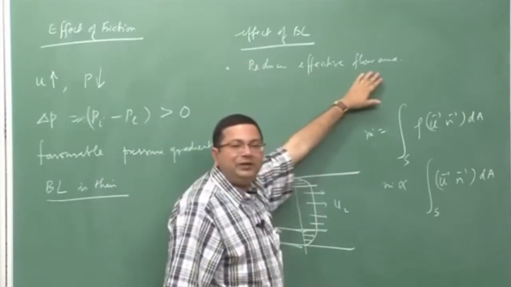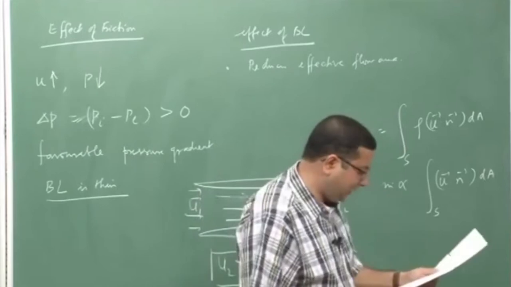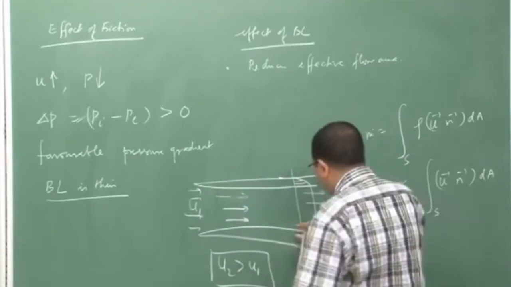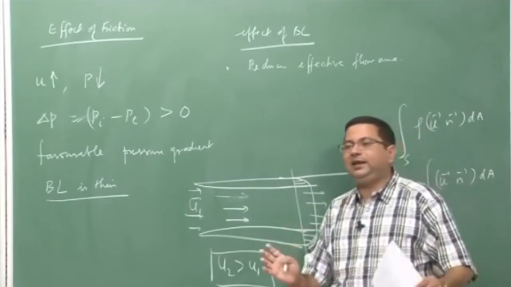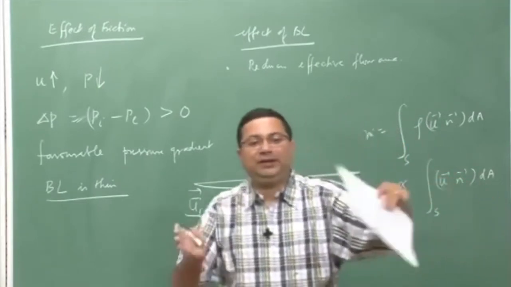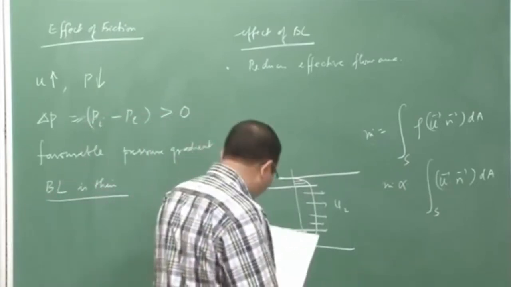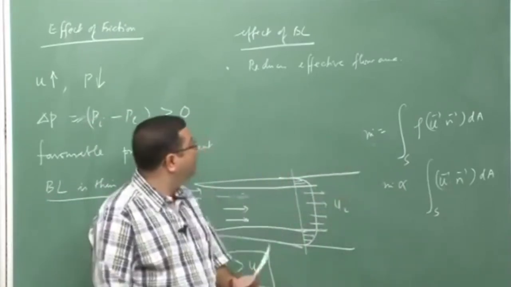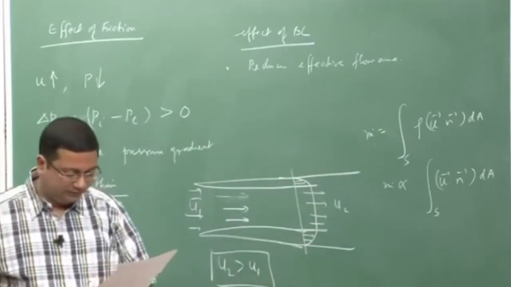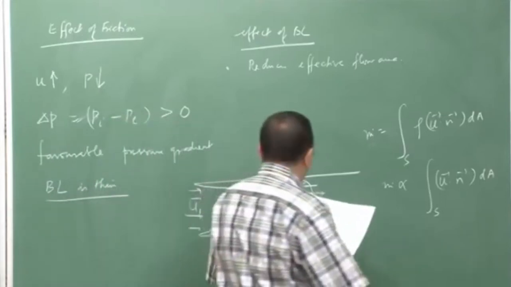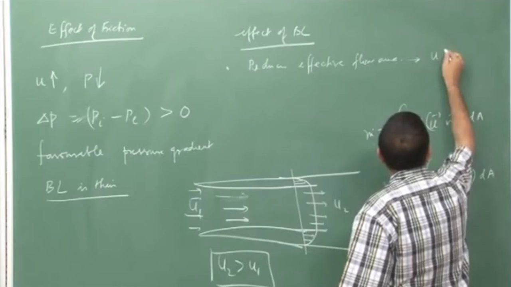Since it is going to reduce the effective flow area, the flow will be accelerated. Okay? So, this is called displacement thickness. So, it seems like effectively the wall is displaced, right. So, this is called the displacement thickness, where the actual flow area or effective flow area is reduced. So, the consequence is that velocity is going to increase.